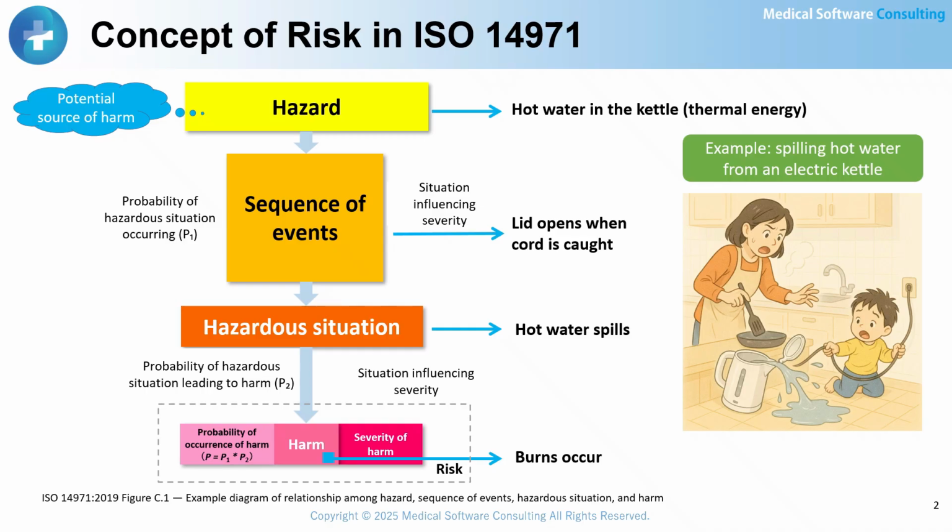In this model, the probability that the sequence of events occurs and leads to a hazardous situation is called P1. The probability that the hazardous situation actually results in harm is P2. The overall probability of harm is determined by considering both P1 and P2, together with the severity of the potential harm. ISO 14971 defines risk as the combination of the probability of occurrence of harm and the severity of that harm. In the case of software, it is often difficult to clearly identify the hazard, the potential source of harm. However, it is not difficult to imagine that if software malfunctions, it could lead from a hazardous situation to actual harm.